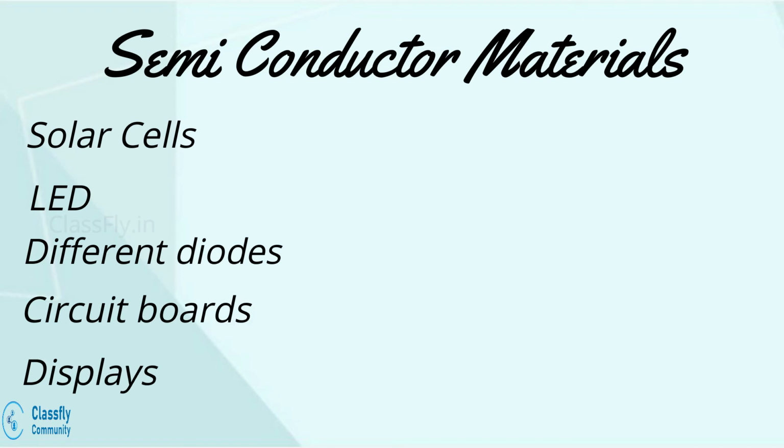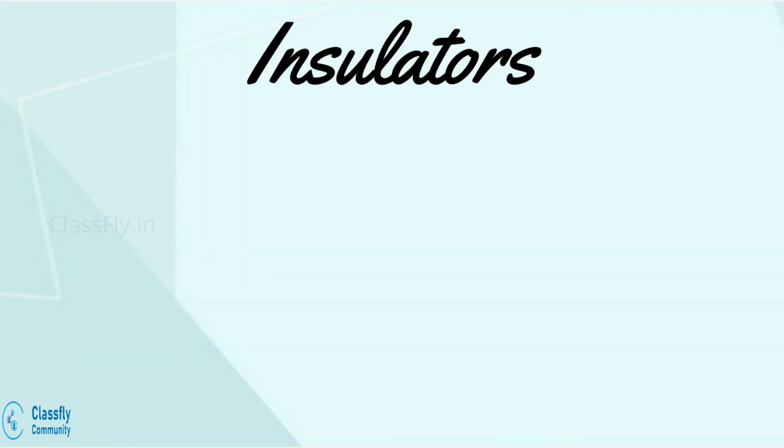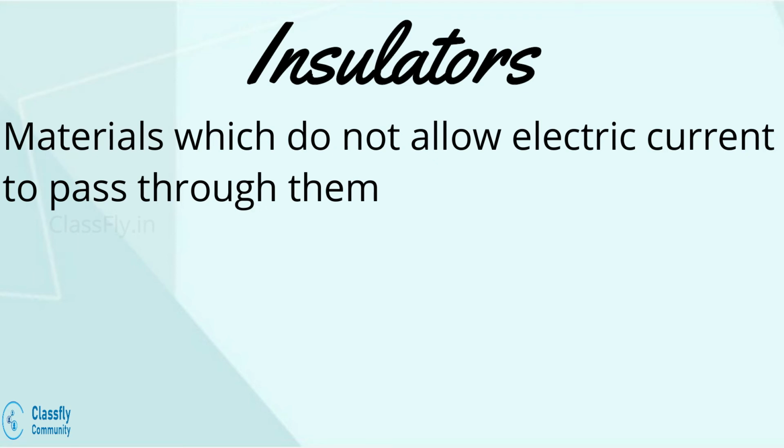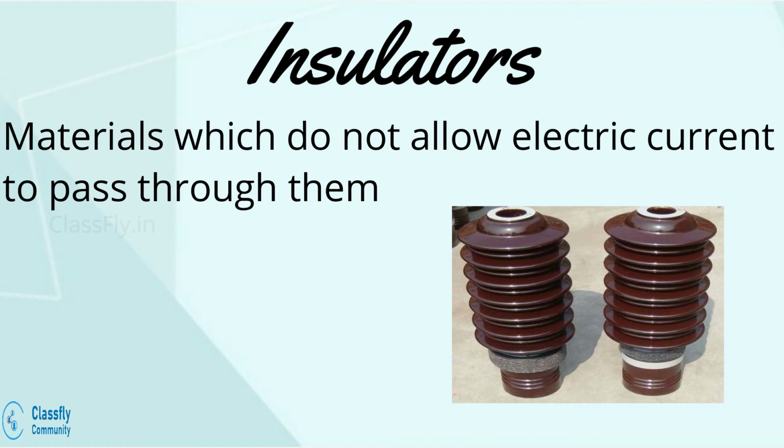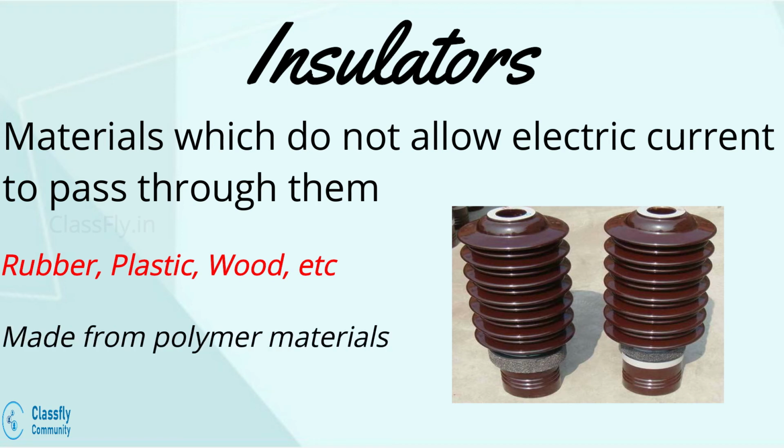displays, etc. Insulators. Well, these are the materials which do not allow electricity to pass through them. Hence, they have zero electrical conductivity. Rubber, plastic, wood, etc. are some of the examples. These insulators will be usually made from different types of polymer materials.